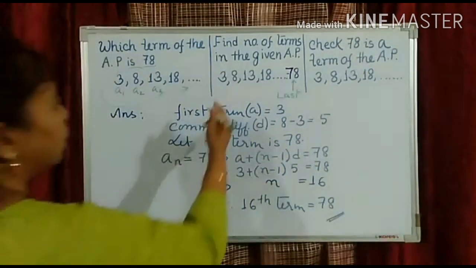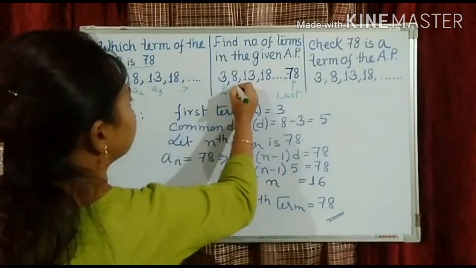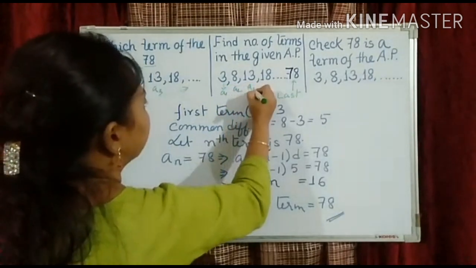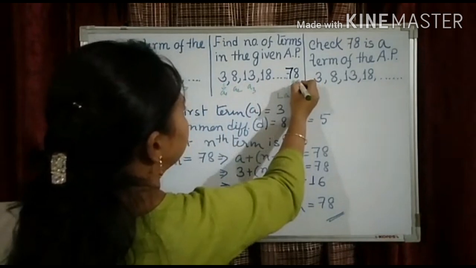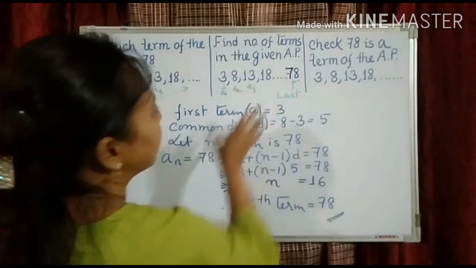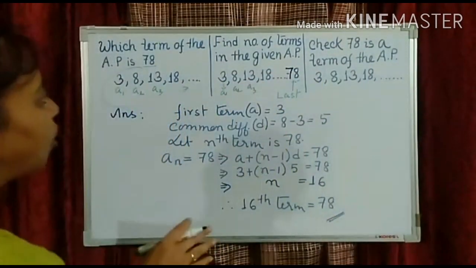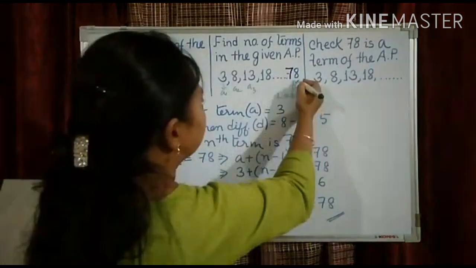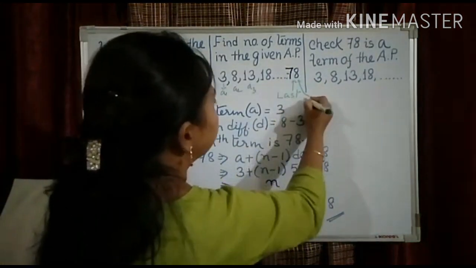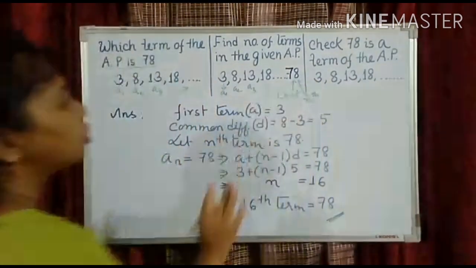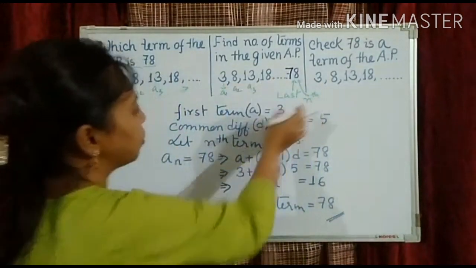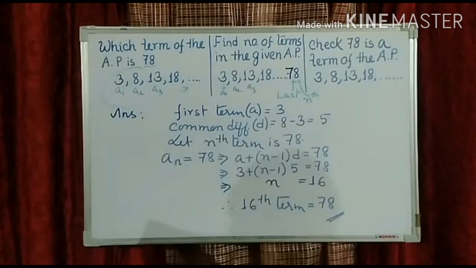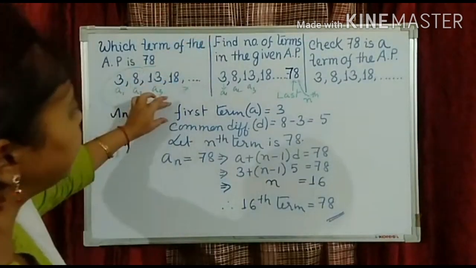In the second, this is the first term, second term, third term. Like this, it is the nth term, the last term. We don't know how many terms there are. He is asking us how many terms there are. Suppose we take this last term as the nth term, as we don't know how many terms there are. So we begin in this way only.